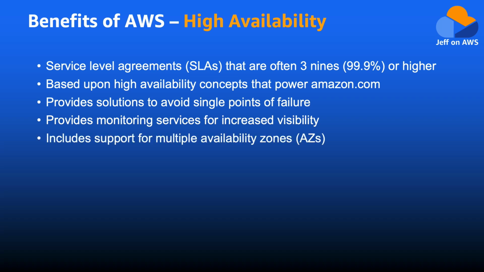AWS supports multiple availability zones, and you can think of an availability zone as one or more separate data centers in a geographic region. And yes, data centers can sometimes go down, so AWS allows you to design and engineer your workloads to take advantage of multiple availability zones. So again, eliminating a single point of failure of a single data center.